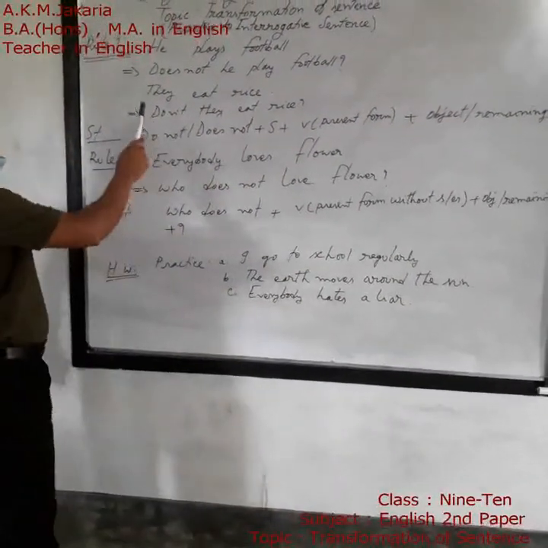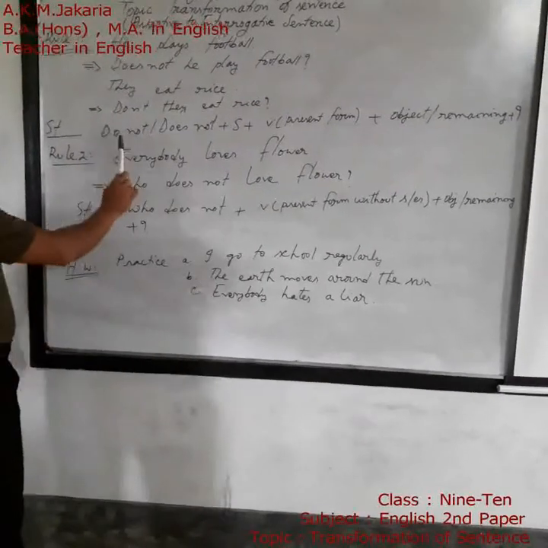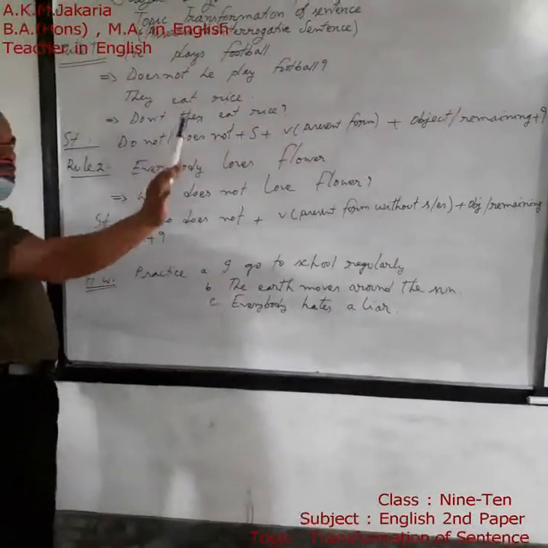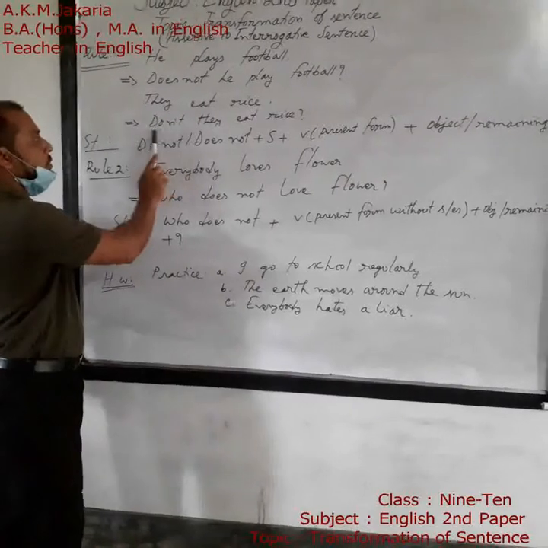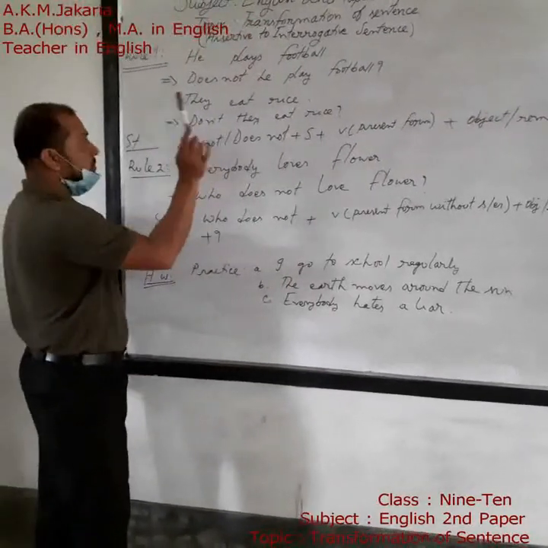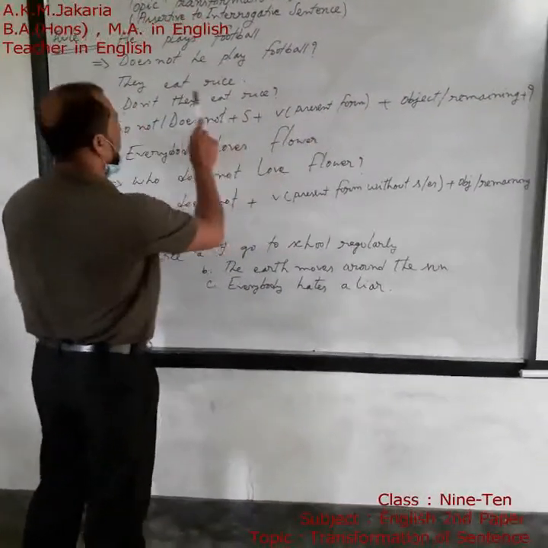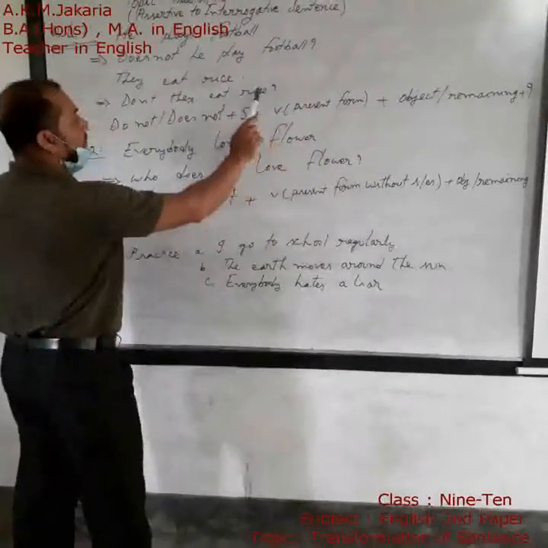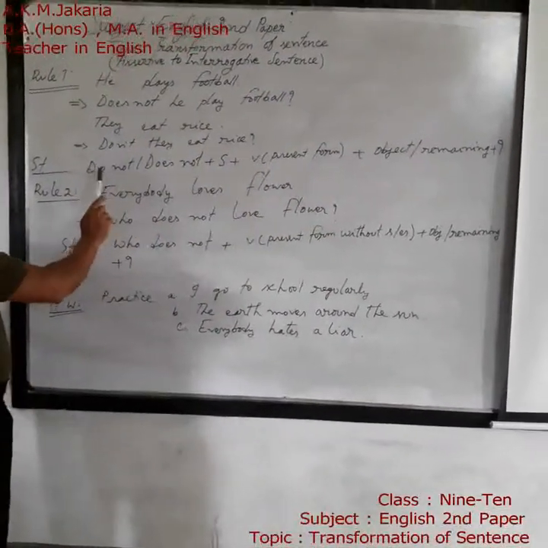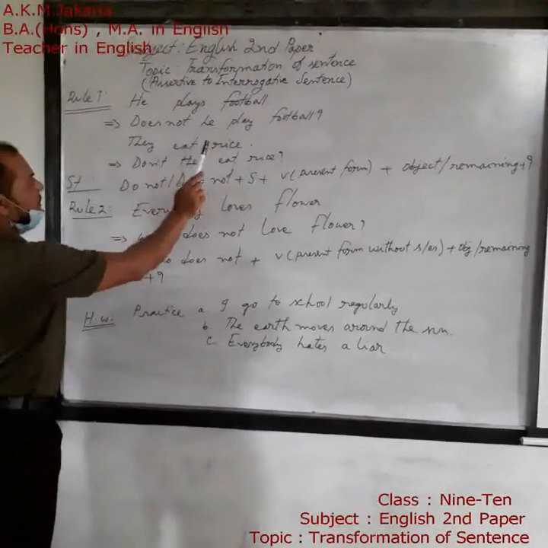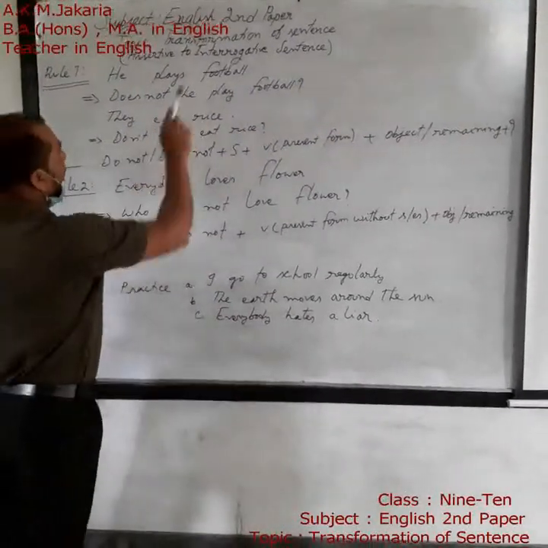Yes. Look, example 2. They eat rice. The verb is present form, but without S or ES. So we need to write first do not, or don't, plus subject, then verb present form without S or ES, eat, plus object or remaining, rice, plus question mark. I mean, don't they eat rice? This is the first rule of interrogative sentences.